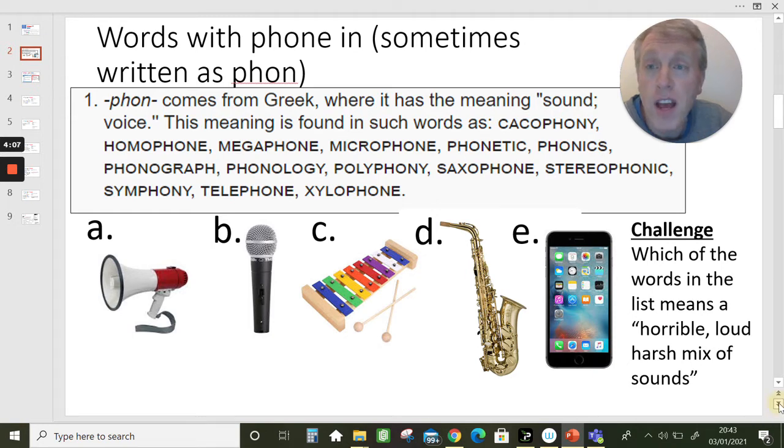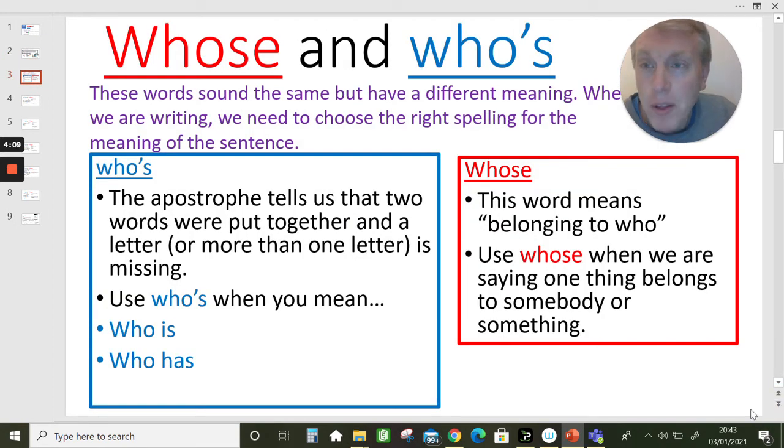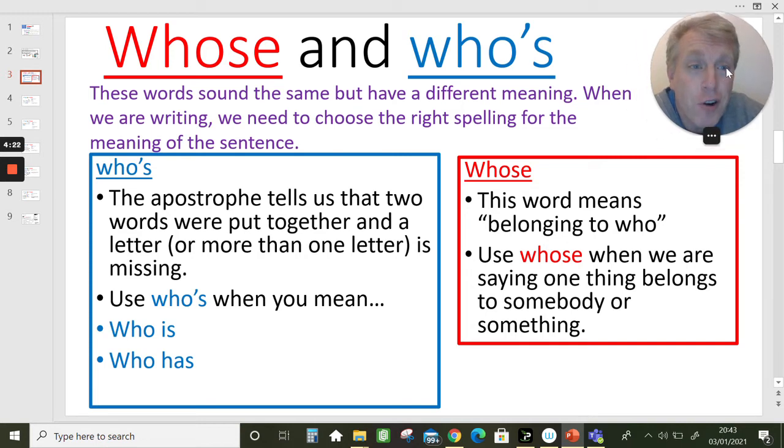Okay, moving on. We're looking now at these words, one in red, one in blue, and they are homophones. They say whose and whose, and they sound the same, but they have a different meaning. So when we're writing, we really do need to choose the right spelling for the meaning of the sentence. So let's look at it now. Whose, over here in blue.